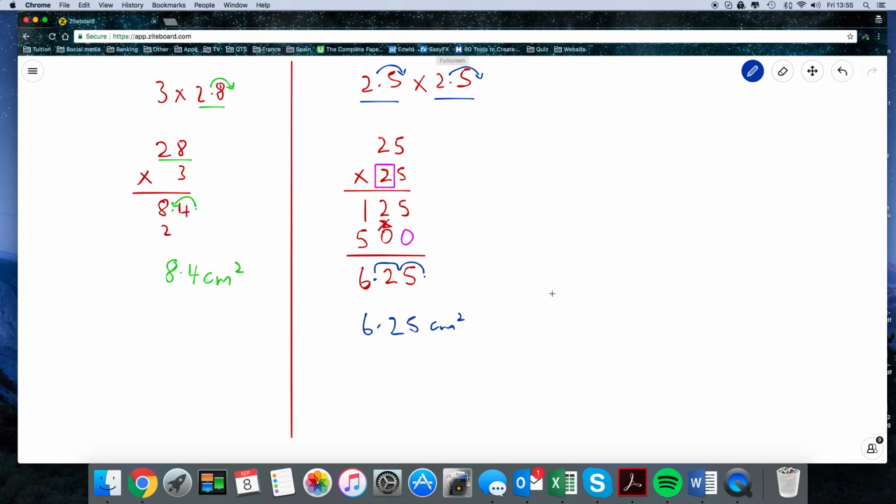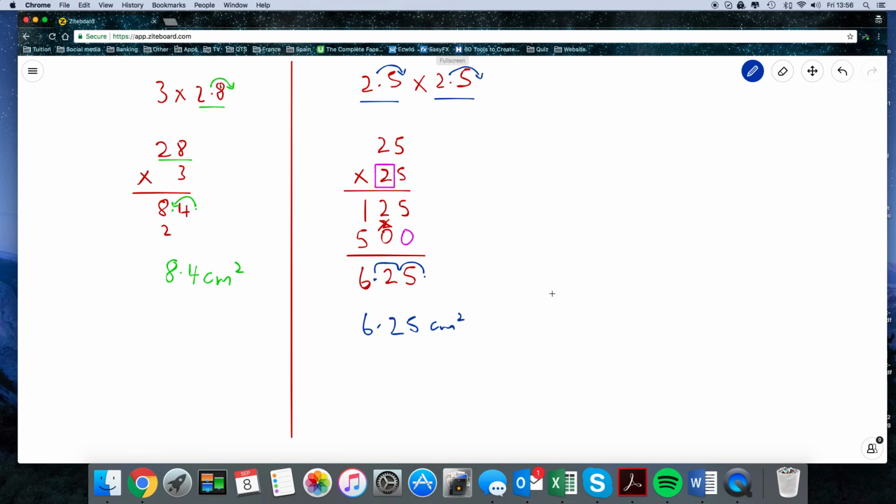62.5 is probably one of the most common wrong answers here. Just try and put a bit of common sense onto your answer. If you've got a square that's 2.5 times 2.5, it's a smaller square than a square that is 3 times 3. And 3 times 3 is 9, so we need an answer that is smaller than 9. So you can always put a sense check onto your answers.